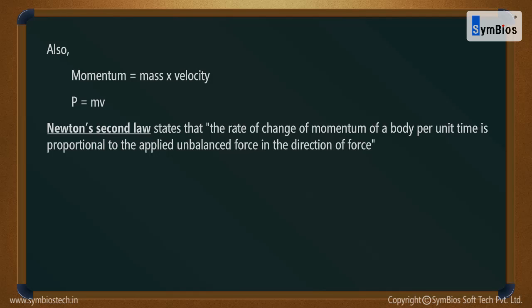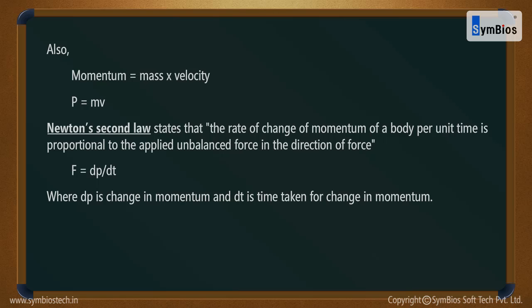Newton's second law states that the rate of change of momentum of a body per unit time is proportional to the applied unbalanced force, in the direction of the force. F = dp/dt, where dp is the change in momentum and dt is the time taken for the change in momentum.